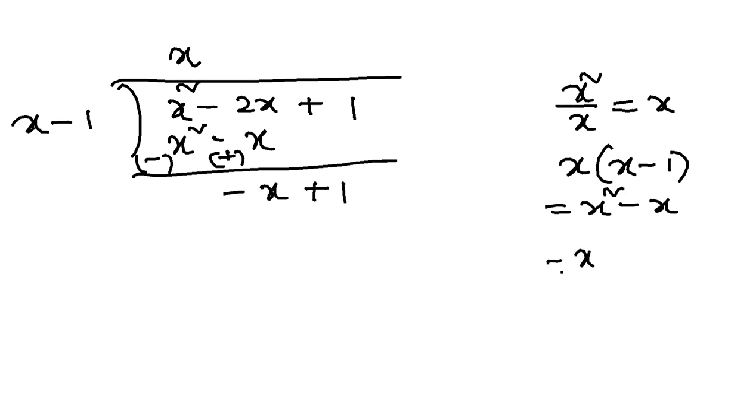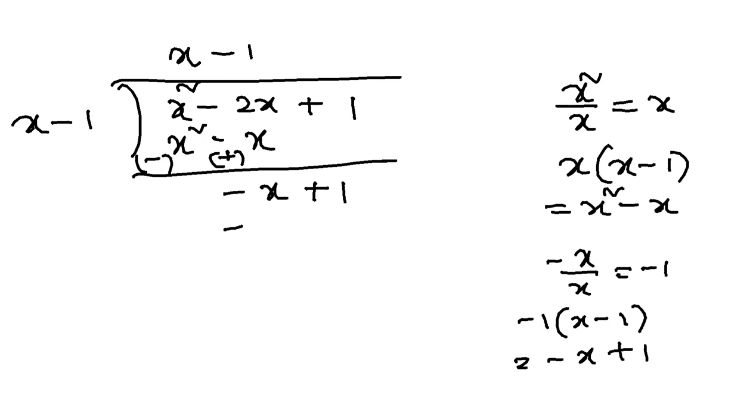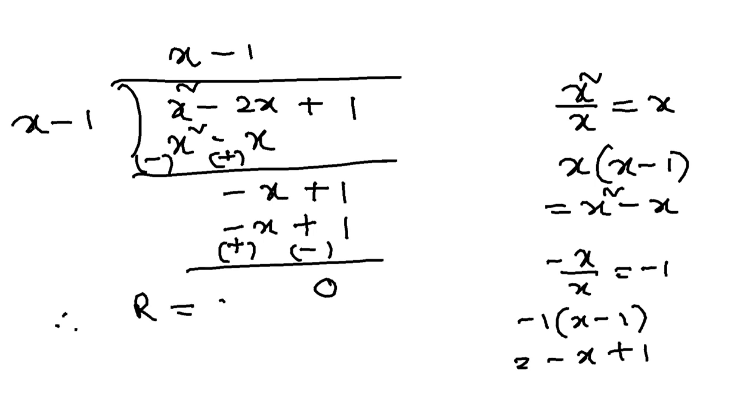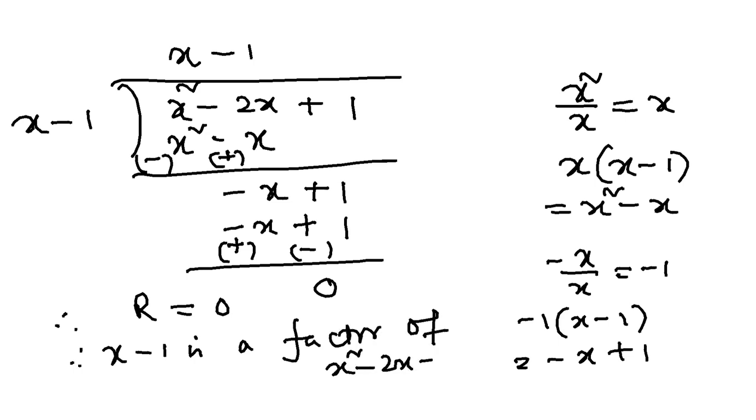So now minus x by x, that is minus 1 times; minus 1 into x minus 1 is minus x plus 1. So I'll come over here, I'll give minus 1 times, minus x plus 1. So this is plus, so cancelled, what is my remainder? 0. So since my remainder is 0, x minus 1 is a factor of x square minus twice x plus 1.